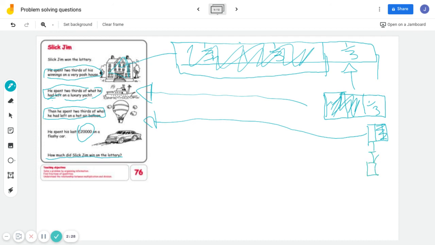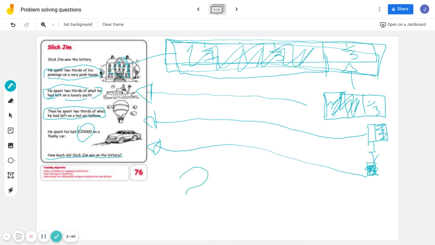And with that sliver, we're told how much he spent, because he spent that sliver on the last thing, which is the car. You need to work backwards and find out how much of this big bar was. How much right at the beginning did he start with? That's the question.